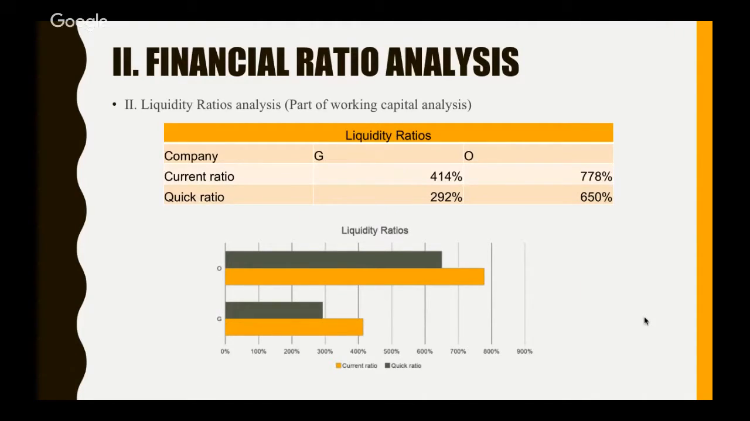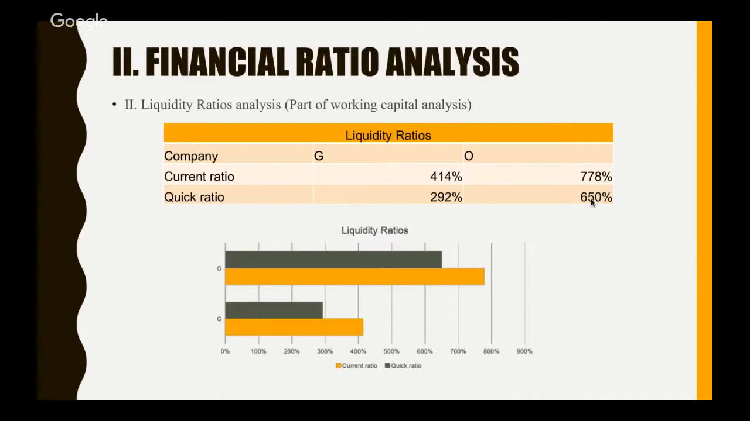It's also part of working capital analysis. The current ratio and quick ratio show the ability to satisfy current liabilities using current assets. Usually, the higher the value of the ratio, the more competent the company is on liquidity. However, it doesn't mean bigger is better. Like company O, its current ratio is 778% and the quick ratio is 640%. It shows current assets are much higher than current liabilities.